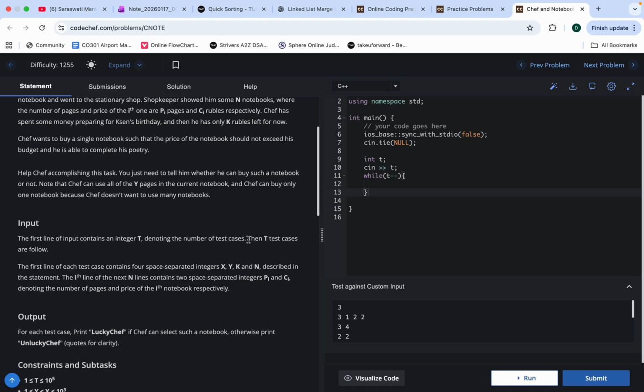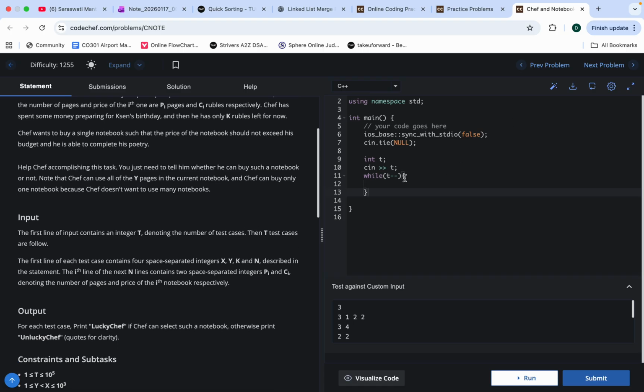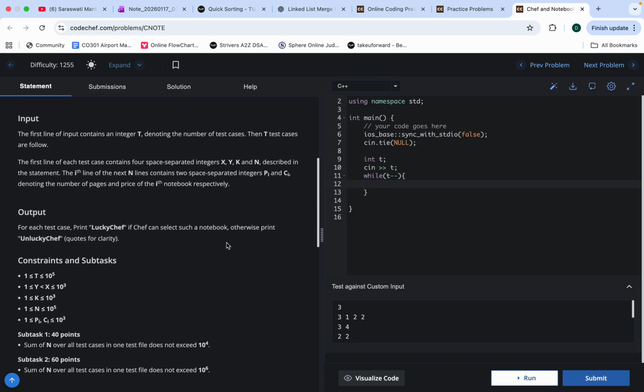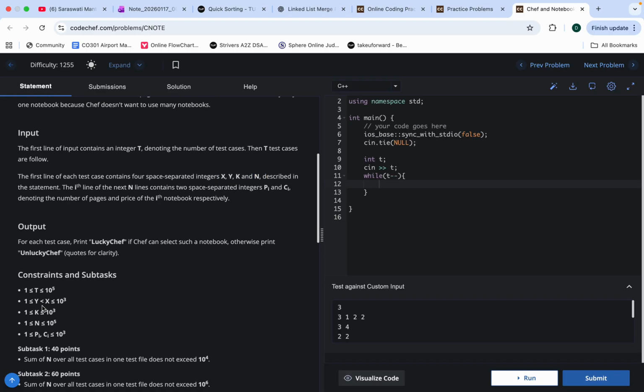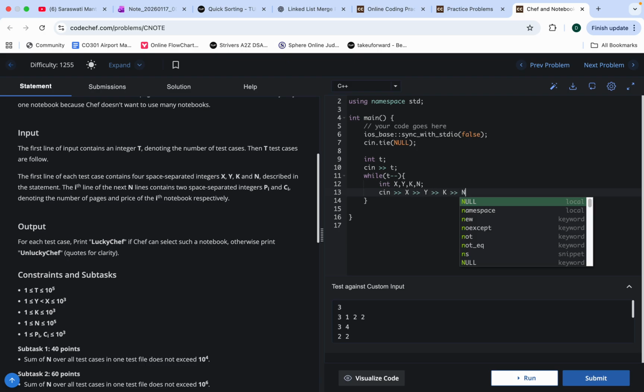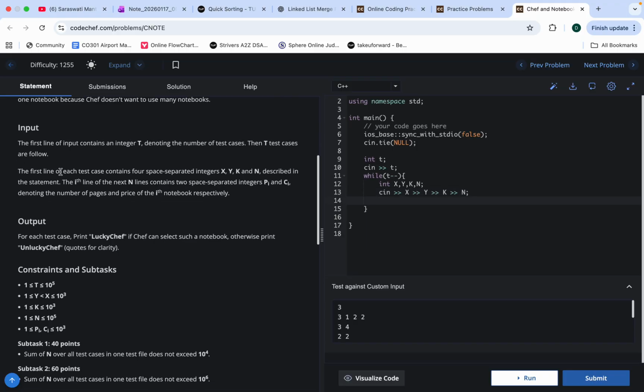So how are we supposed to write this? I have taken the input there. Now I will define these variables as integers because they are within the range of 10 to the power of 5. So int x, y, k, n, I defined each one of them, and now I will take them as input. Now that was the first line of input.